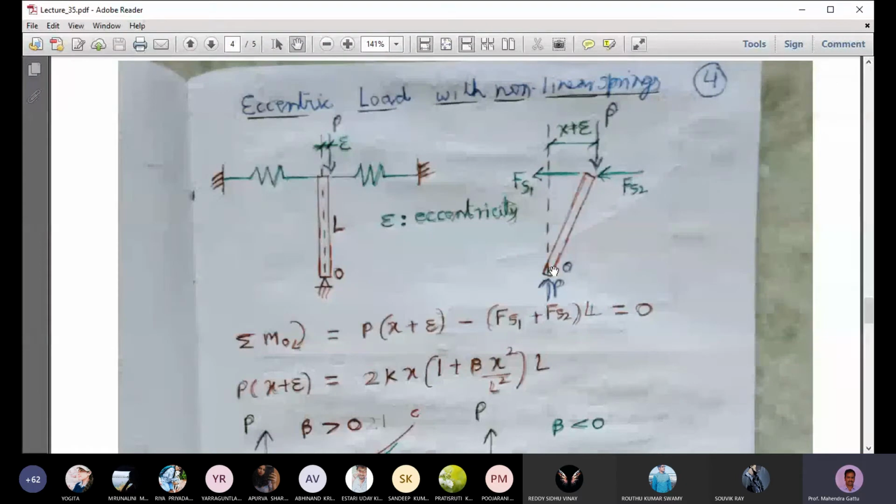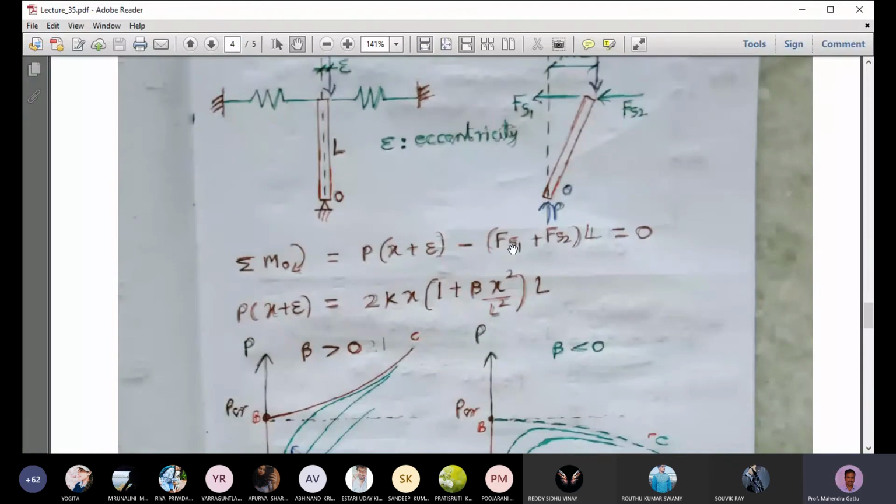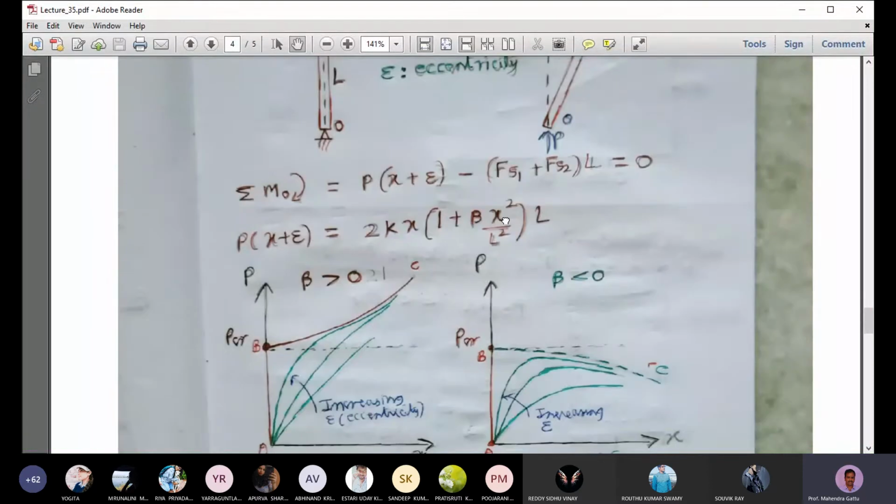So we can write the moment equilibrium at point O, which is P into (x plus epsilon) equals (Fs1 plus Fs2) into L. Fs1 plus Fs2 we can write as 2 times kx into (1 plus beta x square by L square). So we get P into (x plus epsilon) is 2 kx into (1 plus beta x square by L square) into L. So we can do the analysis.